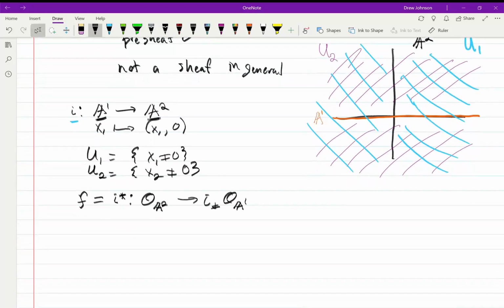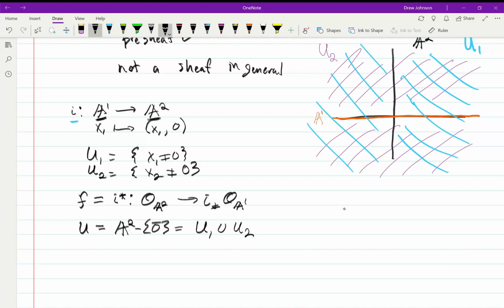Let's look at the open subset U, which is A2 minus the origin, which has an open cover by U1 and U2. And we'll see that things don't glue the way that we want to on this set.